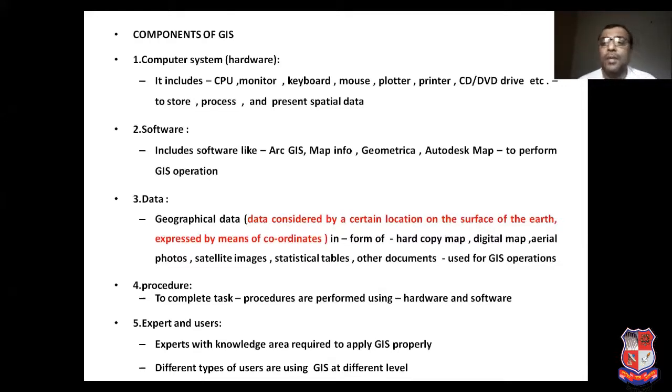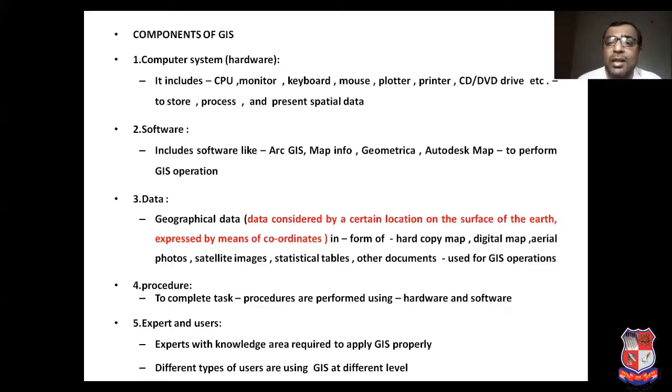Now, the fourth is the process. To complete the task, we have the computer system, the computer software, and the data. By the combination of all these three things, we have to complete the GIS operations. So the process is performed and completed using this hardware, software, and database.